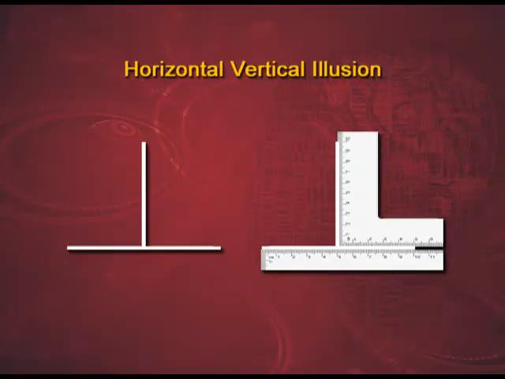Horizontal vertical illusion is another popular universal illusion. Here on your screen, you see two lines, one placed horizontally, another placed vertically. You will immediately remark that the vertical line is longer than the horizontal one. However, on your right is shown a scale which tells you very clearly that the horizontal line and the vertical line are the same in length.